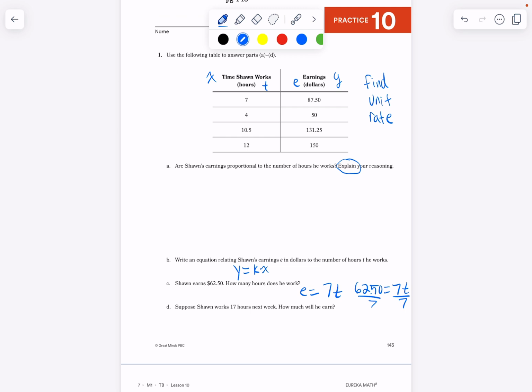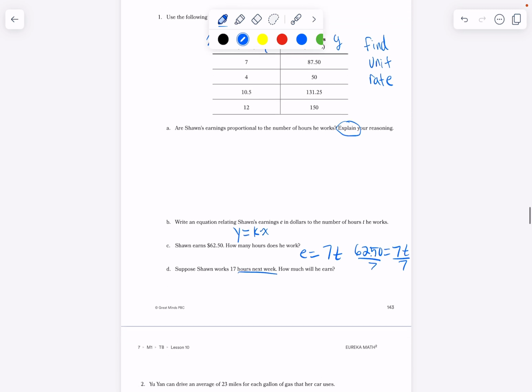Part D is the same thing, but in terms of hours. You'll have to figure out the letter that's related to hours, but it's on the table already.